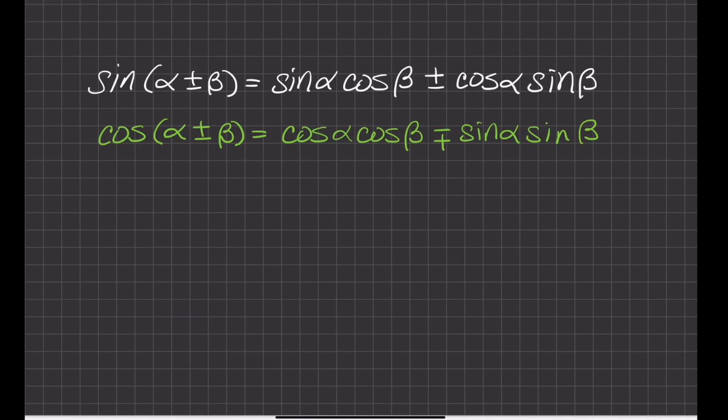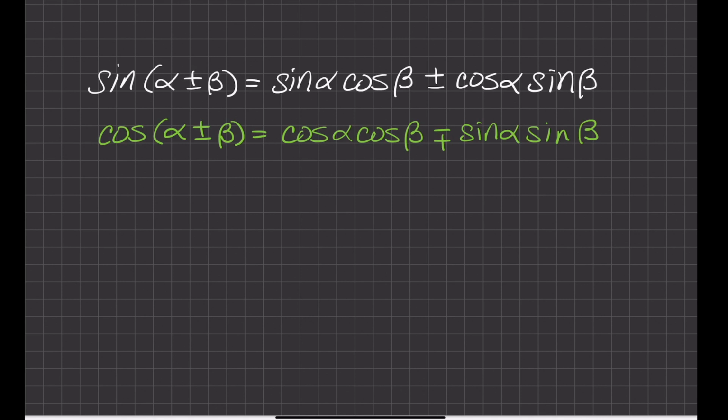So if you see a cosine of 2 angles being added together, the right-hand side of the identity is going to have 2 terms which are subtracted. There's a sign change with the sum and difference of cosine as opposed to the sum and difference of sine. If there's a plus sign, there'll be a minus sign on the right-hand side. And the cosine of 2 angles subtracted is going to give you 2 terms that are being added together.